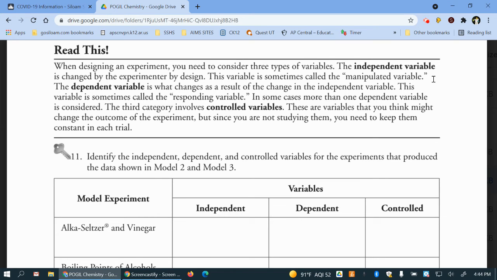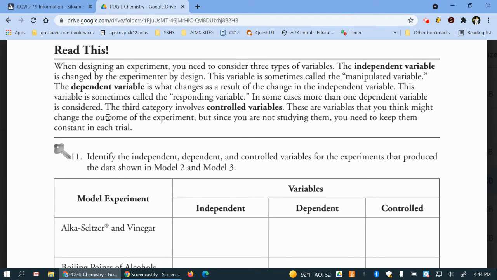The independent variable is changed by the experimenter by design. You should underline that. This variable is sometimes called the manipulated variable. The dependent variable is what is changed or what changes as a result of the independent variable changing. This variable is sometimes called the responding variable. You should underline the definition for dependent variable.